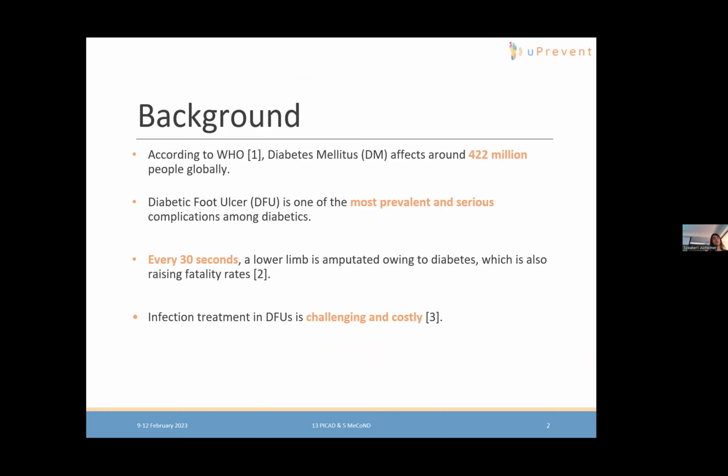Diabetic foot ulcer is one of the most prevalent and serious complications among diabetics. In fact, every 30 seconds, a lower limb is amputated owing to diabetes, which is also raising fatality rates. Diabetic foot ulcer is not only a patient issue, but a serious health concern worldwide. Infection treatment in diabetic foot ulcers is challenging and costly.